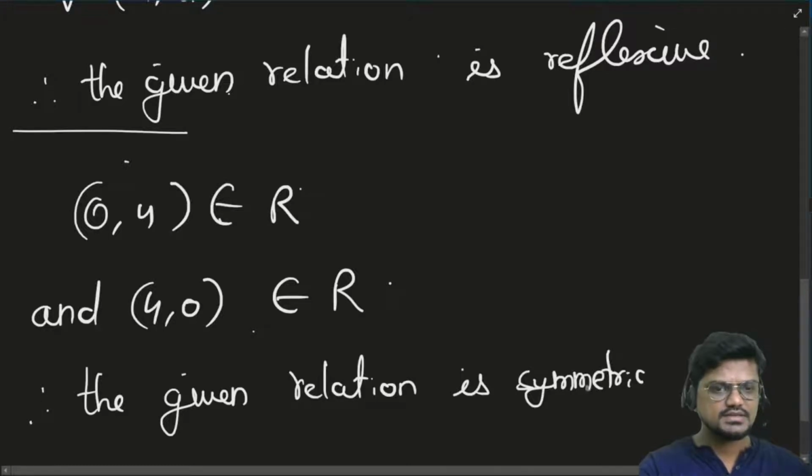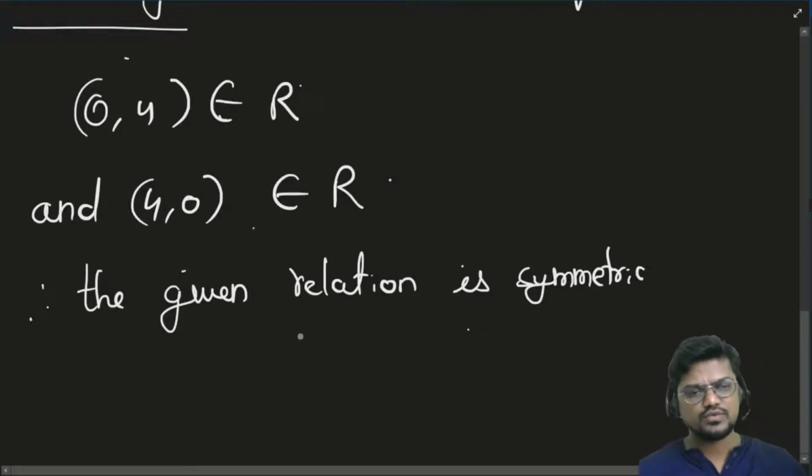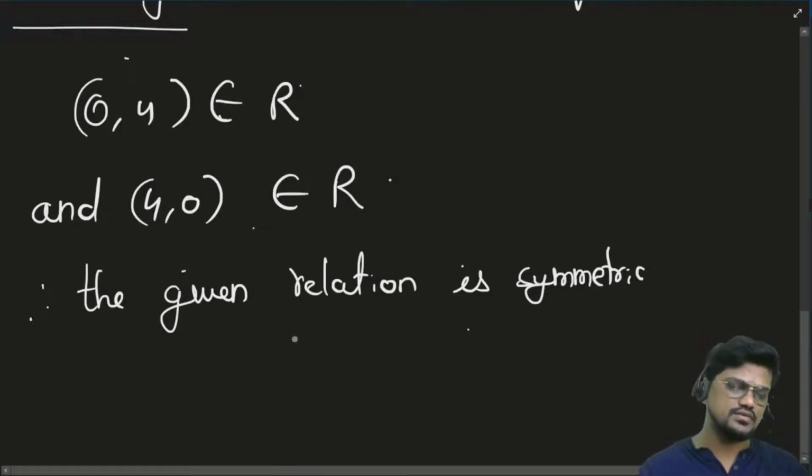Is this clear, guys? I need only one pair to prove that it is symmetric or transitive. But for reflexive, what you have to prove? You need to prove that all such elements will belong to the relation.